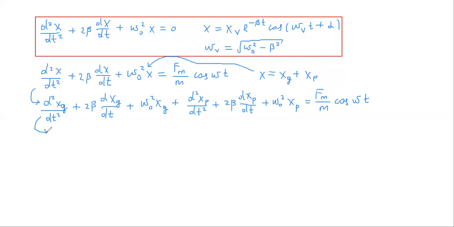written in this way. d2xg by dt2 plus 2 beta dxg by dt plus omega 0 to the power of 2 xg, and this is equal to 0.